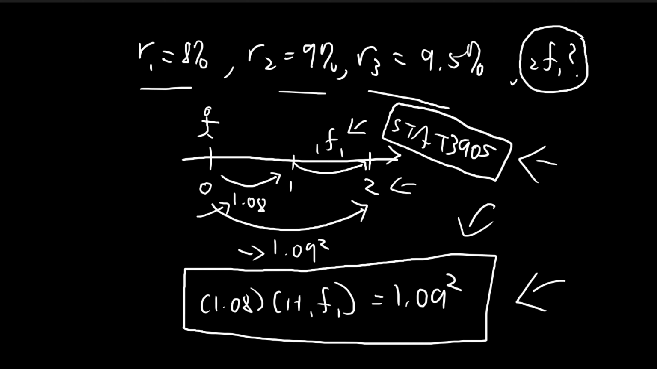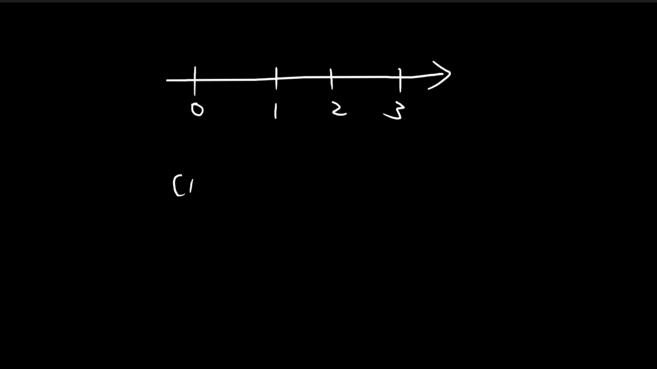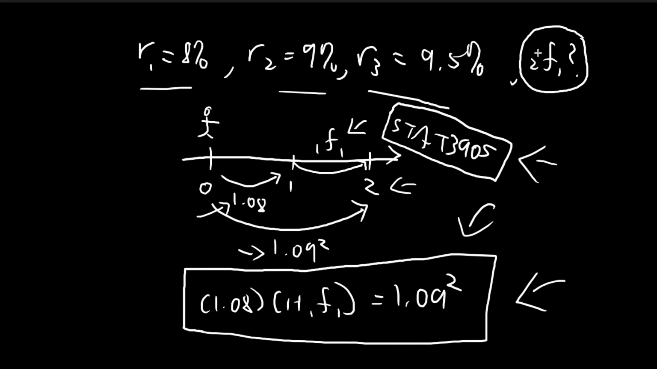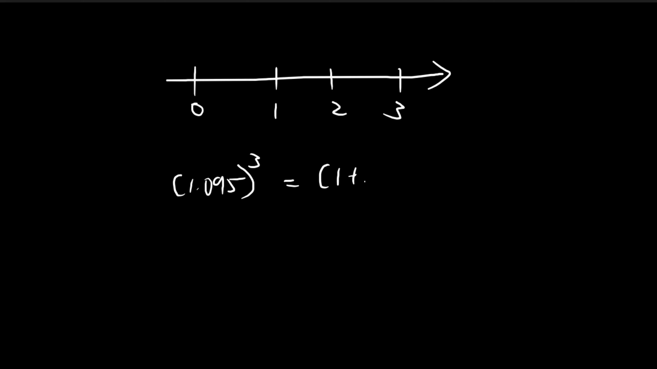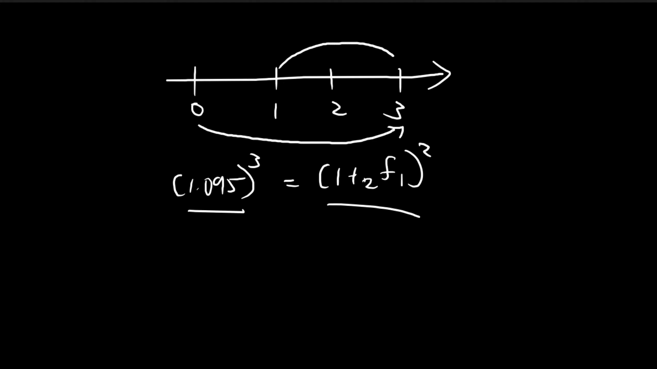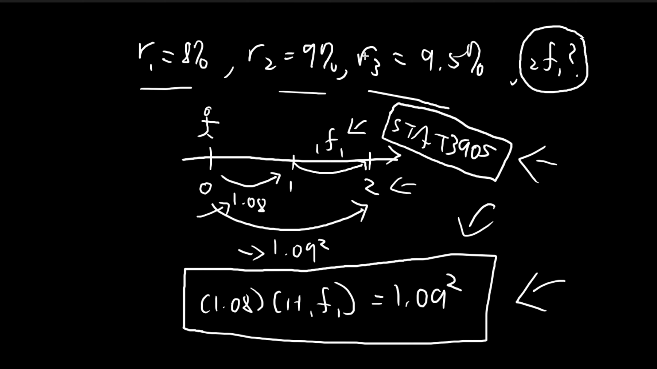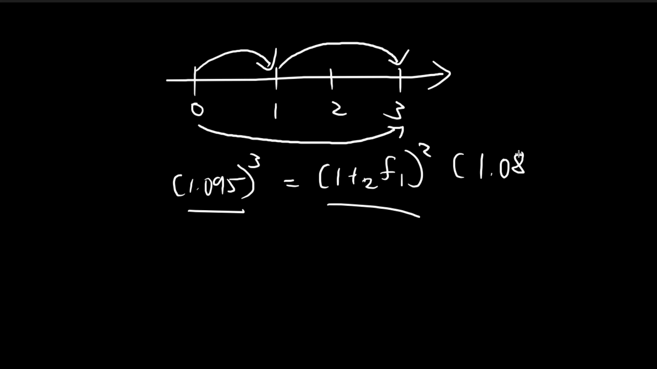On the one hand, we compound up to time 3, so we have 1.095 to the power of 3. On the other side, we want to deduce what this 1-year deferred 2-year forward rate is. This term is going to compound from time 1 to time 3. In order to make both sides equal, we also have to compound this region here, which is equal to 8%, so we multiply by 8%. Using this formula, we can deduce that the 1-year deferred 2-year forward rate is equal to 10.26%.